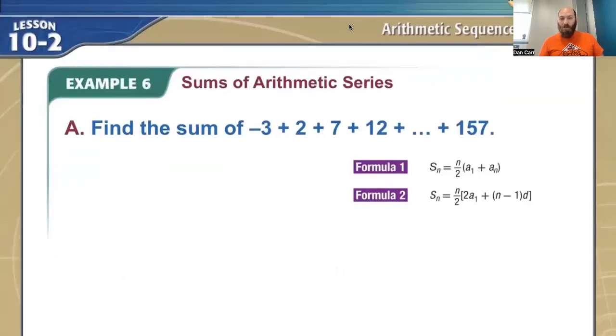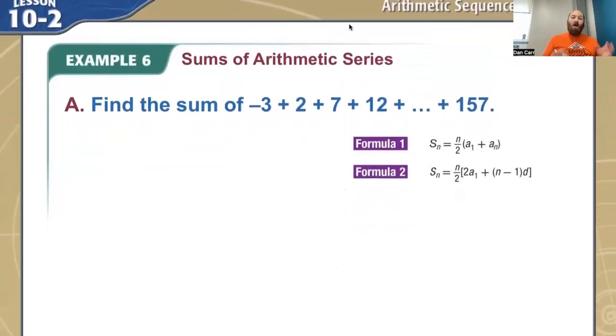So let's look at an example of that. Find the sum of this arithmetic series. In this case, we know what a sub n is and what a sub 1 is, but we don't know how many terms it takes to get there. So we want to model this using our explicit rule to figure out the number of terms. The common difference here is adding 5 every time. We know it ends at 157 and starts at -3.